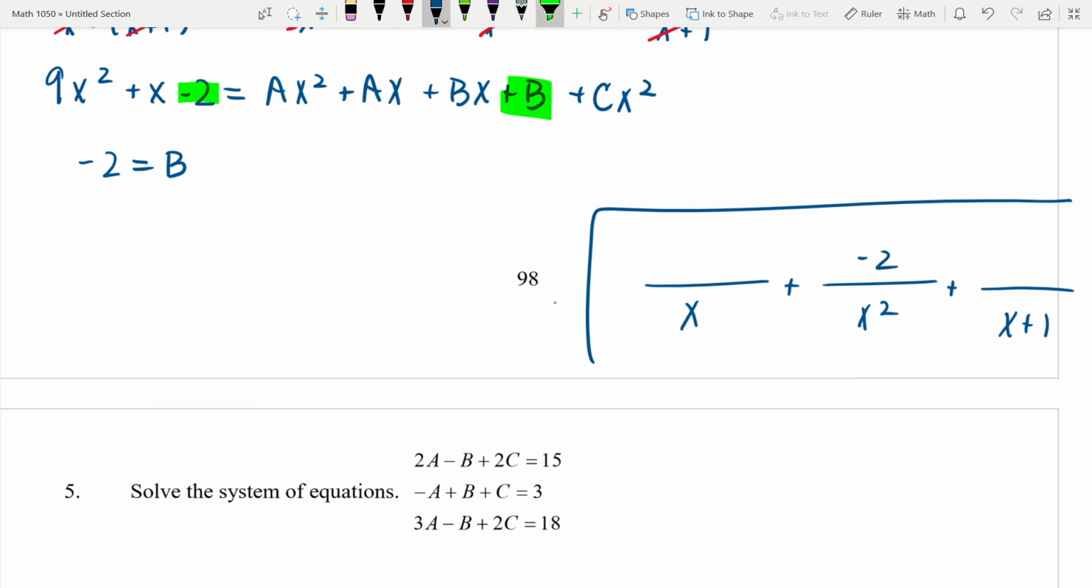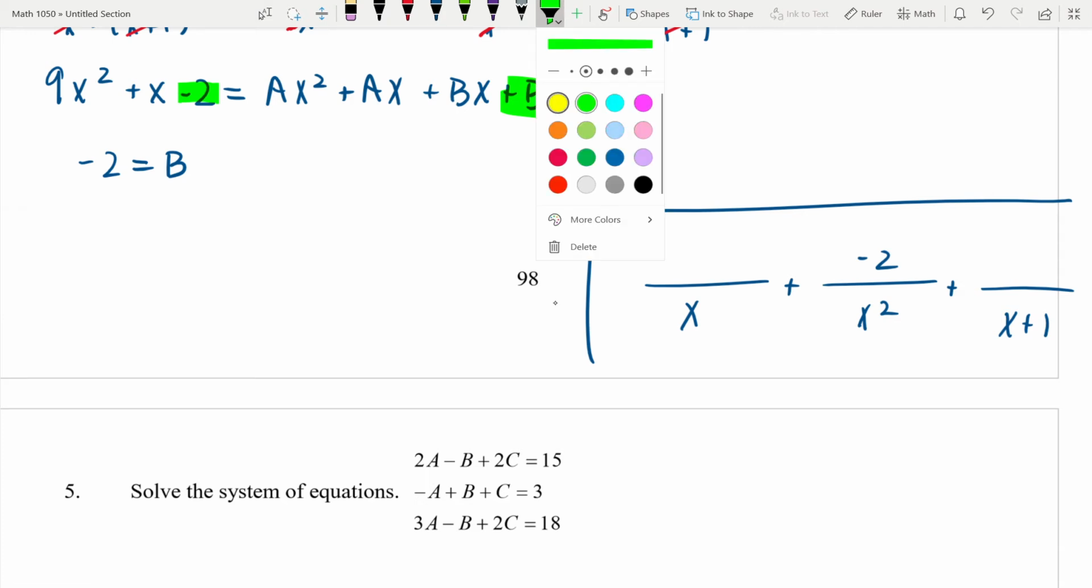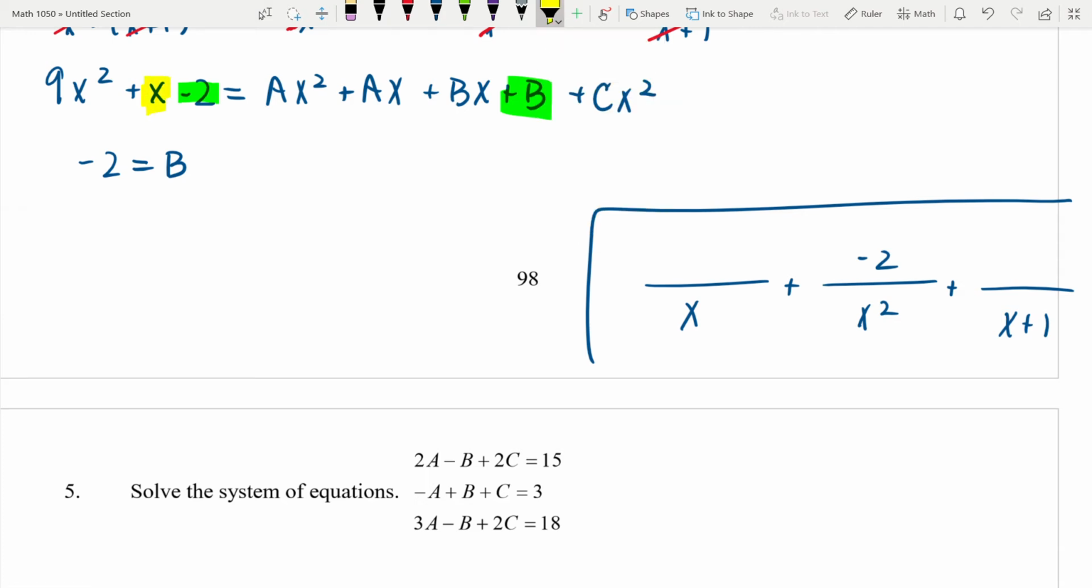Okay, now I'm going to go to the x's. So this guy has an x to the first. I'm only looking at first. This guy has an x to the first. This guy has an x to the first. I'm going to write it down without the x's. This is 1x, no x. Sorry. So that would give me 1 equals a plus b.